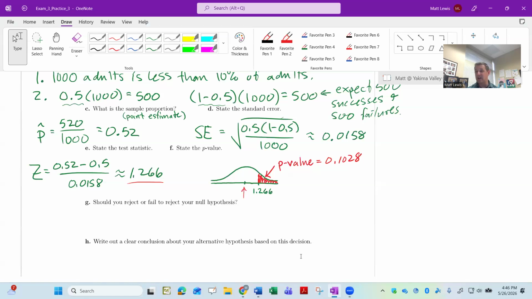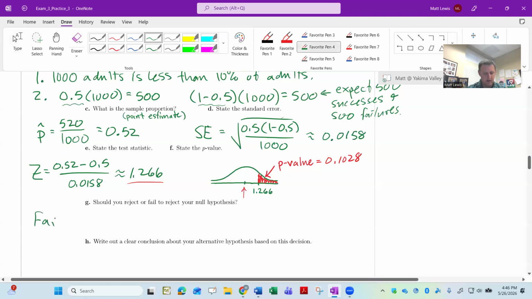And while that may not sound like a lot, it's not unexpected enough for me to throw away my null hypothesis. In other words, it's a little too easy for samples like mine to just come up due to random chance. And so because of that, we're going to fail to reject the null. And we're doing that since our p-value is greater than our level of significance, which was 0.05 in this case.